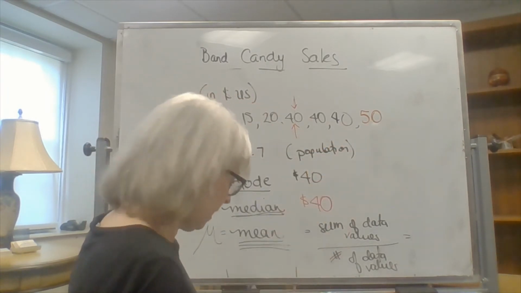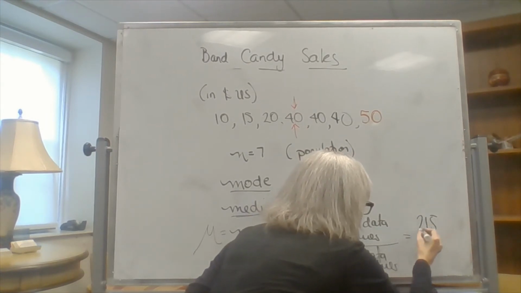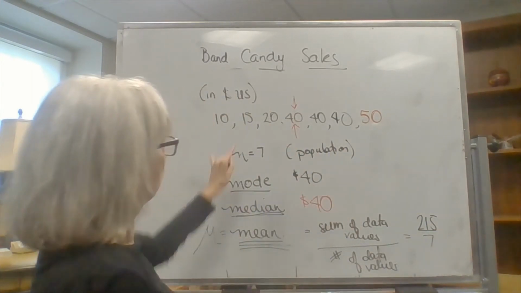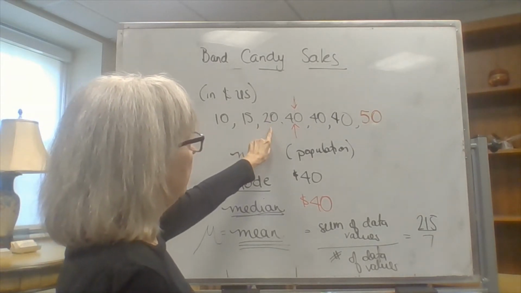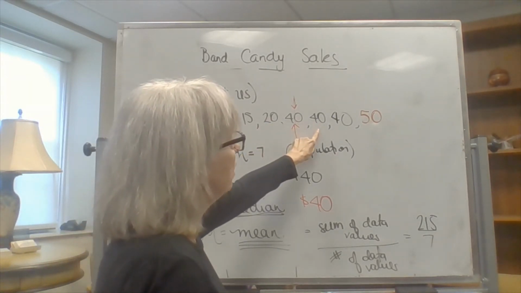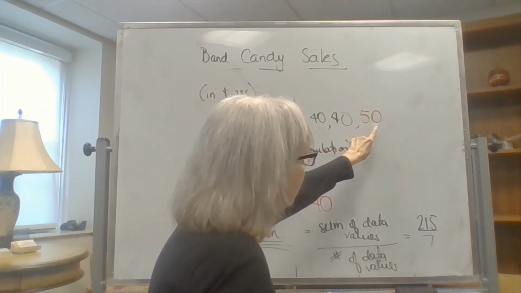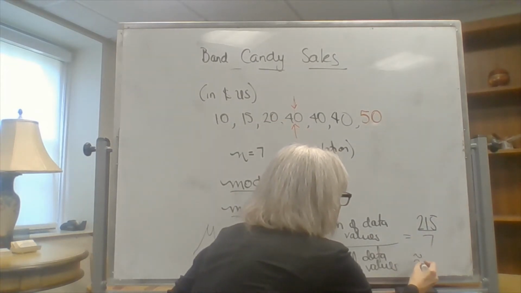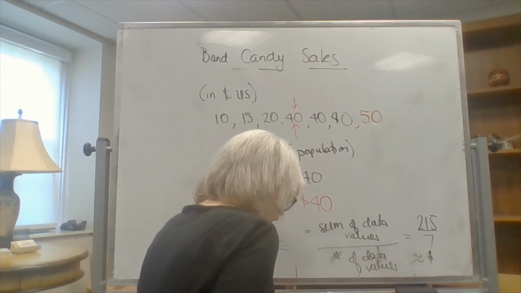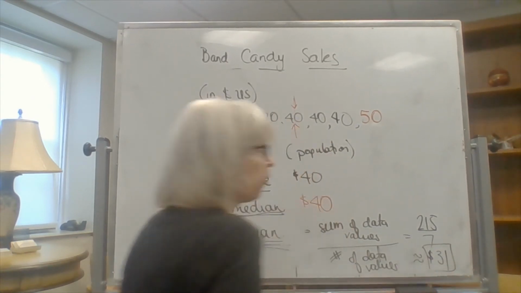You add these up, you get 215. There's 25, 45, 85, 125, 165, 215. All right, so that's about, we're going to round off to dollars, about $31.